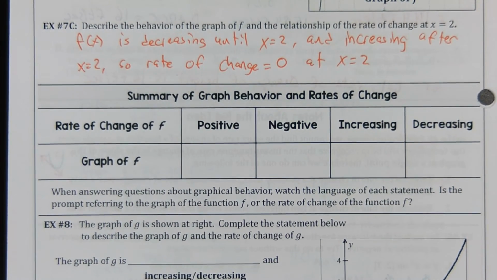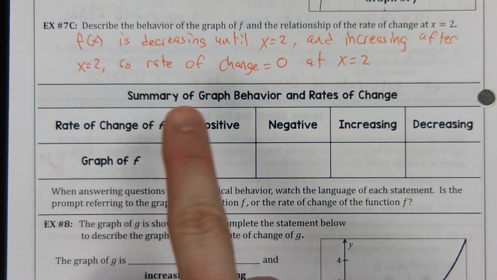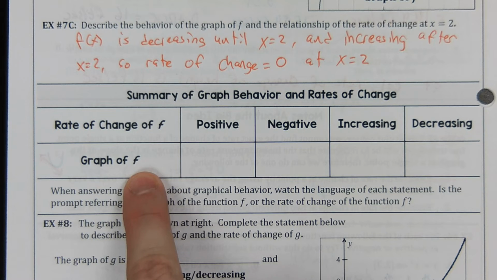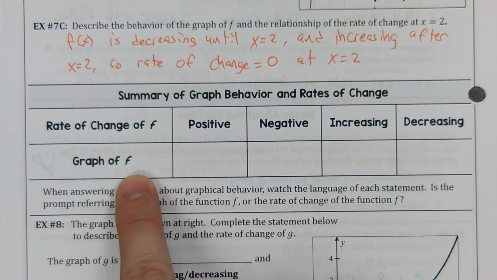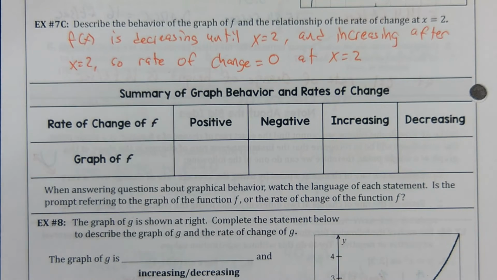All right, so summary of behavior: positive, negative, increasing, decreasing. But specifically when talking about the rate of change. So when your rate of change is positive, what's your graph doing? It's going up. Well, you don't know, you just know it's going up. So if rate of change is positive, your graph is increasing.